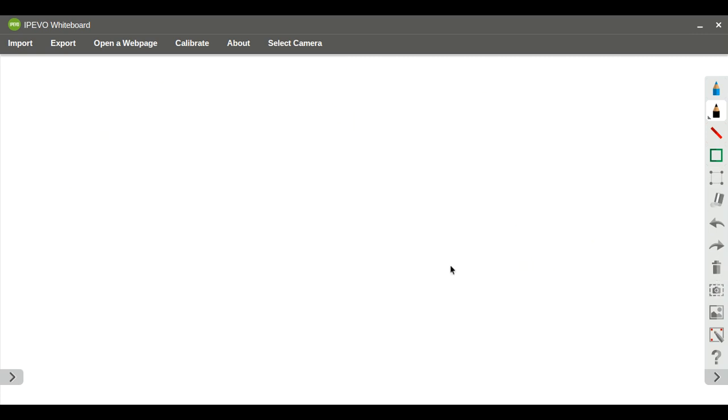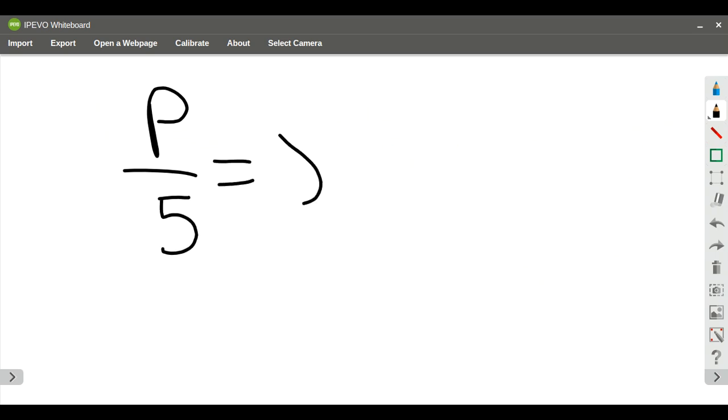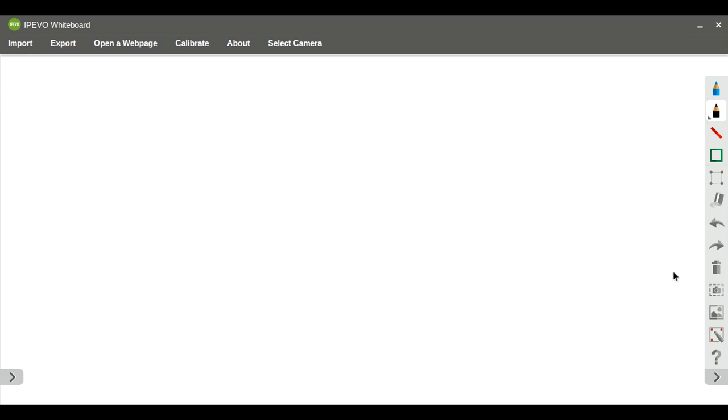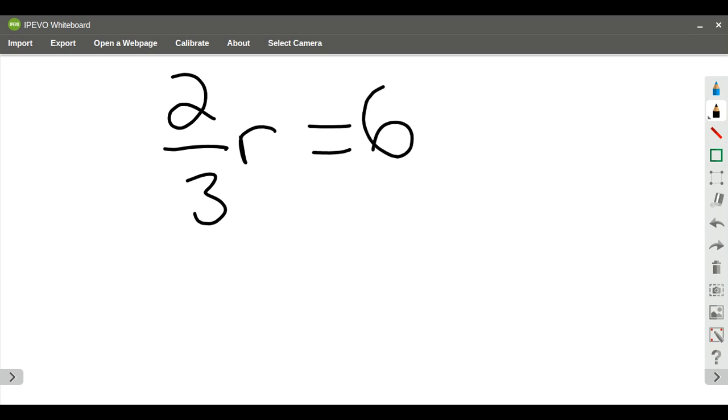Okay, so let's try another one of those multiplication problems. If I have p over 5 equals 8, I don't want to do that one yet. That's a division equation. Let's keep with multiplication. Let's do, in the "did you know how" section, number 5: 2/3 r equals 6.